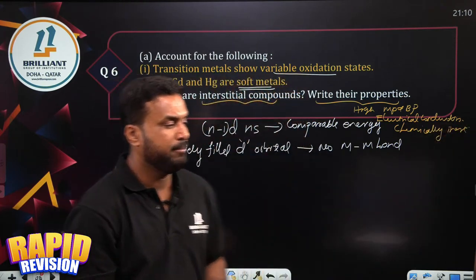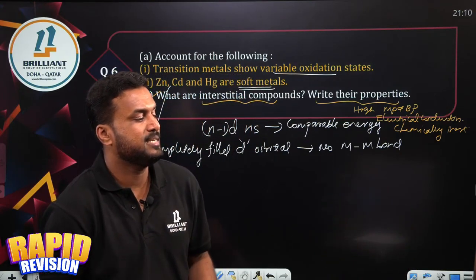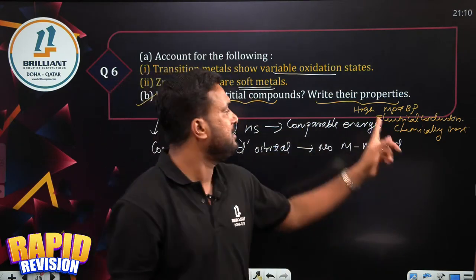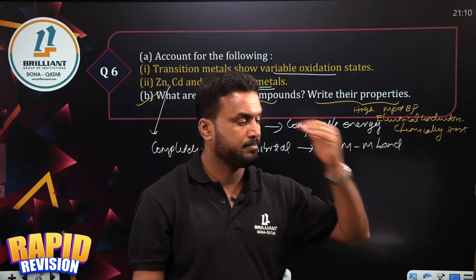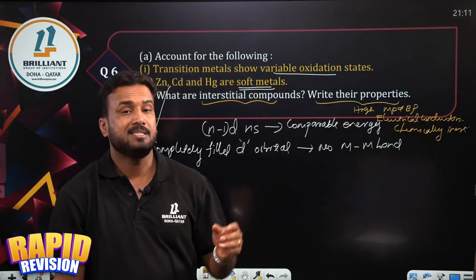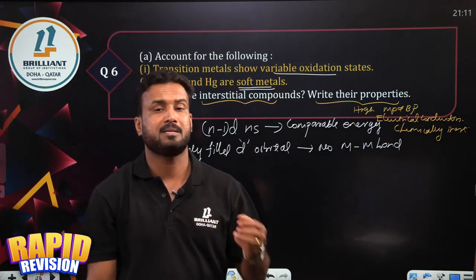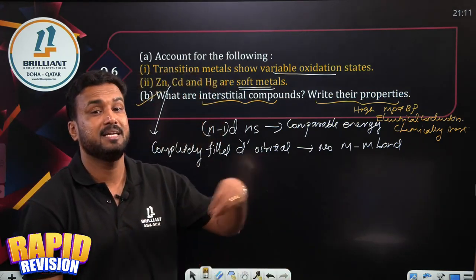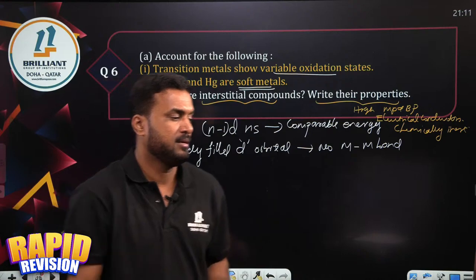So they have high melting and boiling points. Compounds formed when smaller elements like carbon, nitrogen, oxygen occupy the interstitial sites of transition elements are called interstitial compounds. They are chemically inert, have high melting and boiling points, and are electrical conductors. Definition of interstitial compound: transition elements have the ability to absorb or trap non-metals like carbon, nitrogen, or hydrogen into their interstitial sites, meaning the gaps between metal atoms.